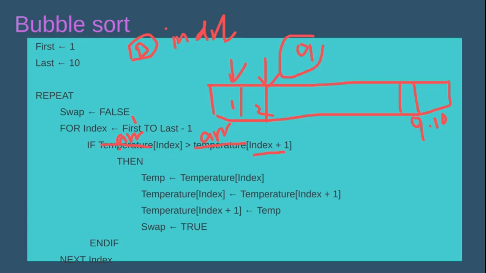So we are saying if array of index is greater than array of index plus 1. When the first index value is 1, we are going to compare it with index 1 plus 1, which will become 2. So the first index will be compared with the second index. Then we are saying if array of index is greater than index plus 1, if the value held in the first place is greater than the value held in the second place, if this condition is true.